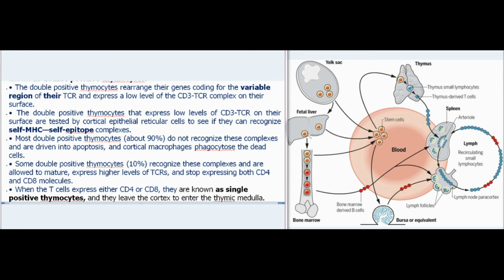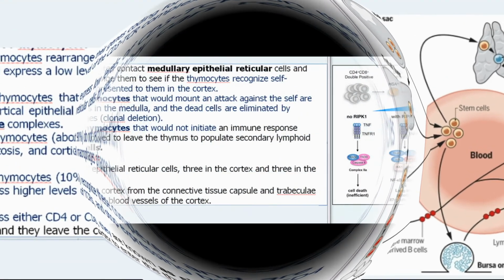Most double-positive thymocytes, about 90%, do not recognize these complexes and are driven into apoptosis, and cortical macrophages phagocytose the dead cells. Some double-positive thymocytes, 10%, recognize these complexes and are allowed to mature, express higher levels of TCRs, and stop expressing both CD4 and CD8 molecules. When the T cells express either CD4 or CD8, they are known as single-positive thymocytes, and they leave the cortex to enter the thymic medulla.